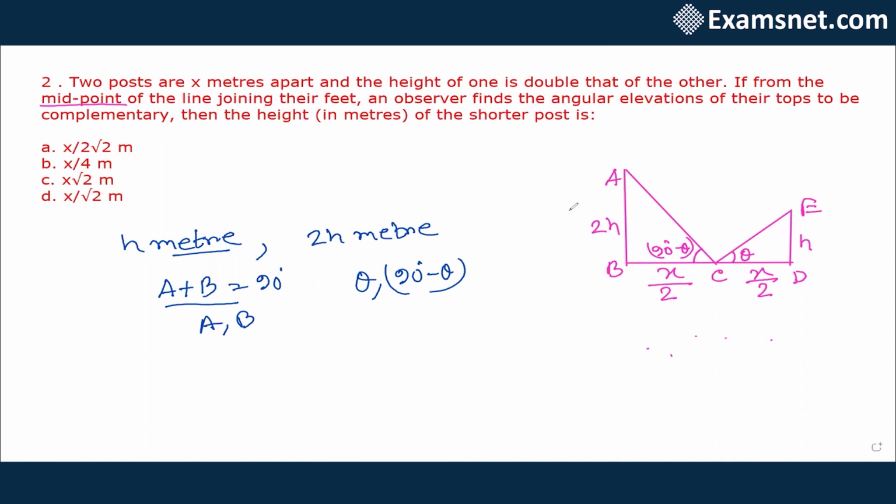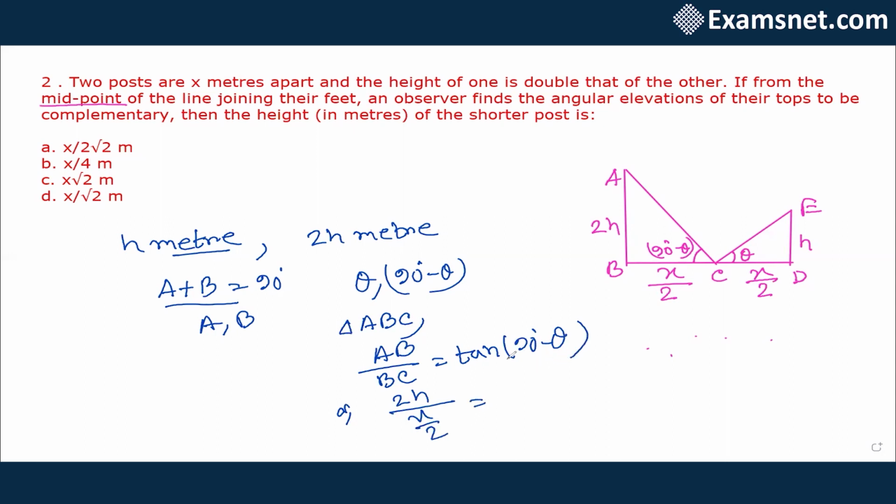Now let's start with the solution steps. First, consider the triangle ABC. Right? Now from ABC we can write the ratio of AB and BC, means the height and the base, that is tan 90° minus theta. So here AB by BC equals tan 90° minus theta. Right? Let's put the values of AB, which is 2h, and BC, which is x by 2. Also, tan 90° minus theta gives us the value of cot theta. So it's equal to cot theta. Let's name it equation number 1.